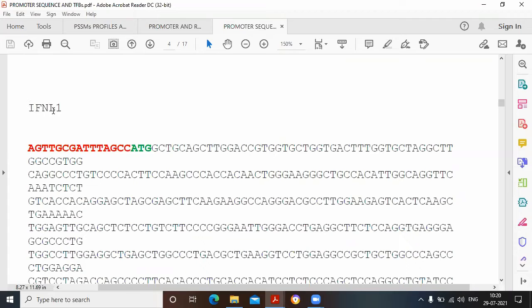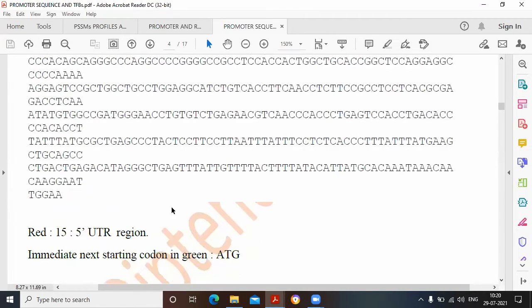So here IFNL1. The name I have kept, and after that I've given a gap, and you can paste that particular sequence whatever you have taken in the normal text format. I'm telling normal text format, no FASTA format here. Okay, so I have taken this.